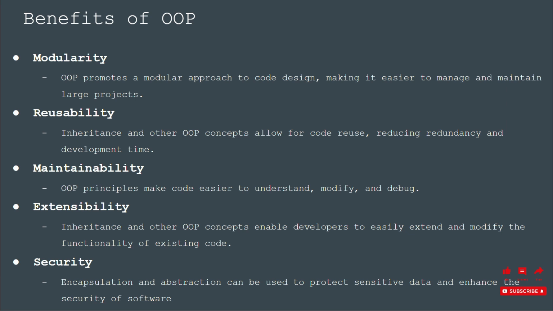Maintainability. OOP principles make code easy to understand, modify, and debug. Extendability. Inheritance and other OOP concepts enable developers to easily extend and modify the functionality of existing code. Security. Encapsulation and abstraction can be used to protect sensitive data and enhance the security of software.